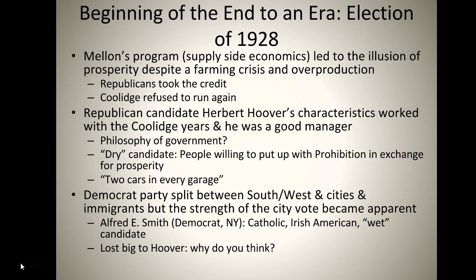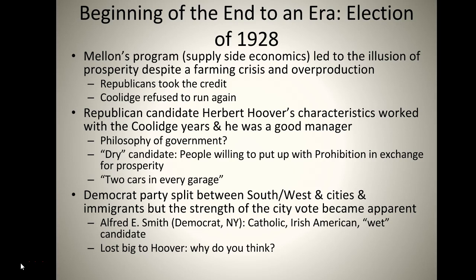Coolidge doesn't run again, and the Republicans bring Herbert Hoover in. And his characteristics essentially work with Coolidge. He's the managerial type. I'm going to manage everything. We're going to continue Coolidge's policies. He was for prohibition. By the time you get to 1928, prohibition is starting to lose some of its favor, but by and large, people were willing to put up with that because of the prosperity. And he starts promising two cars in every garage, not just one car.